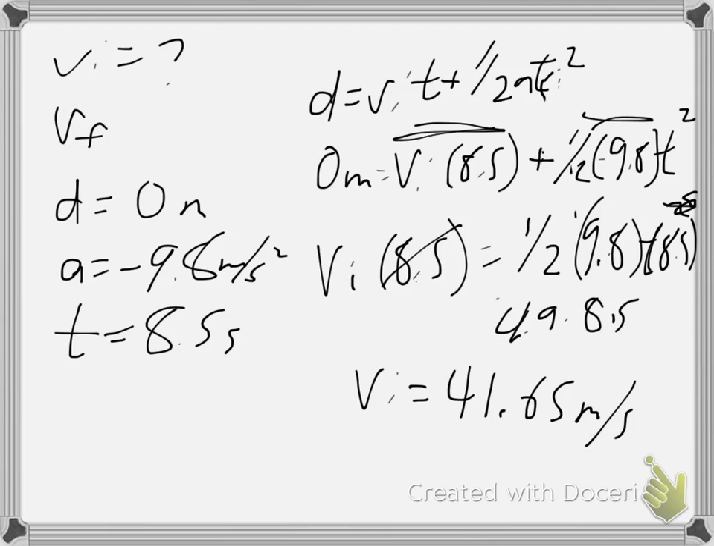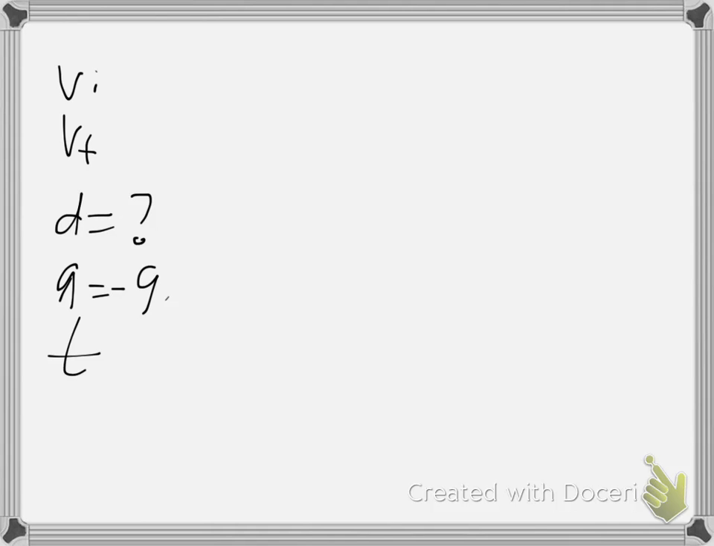Now the second part, what we have to do is figure out how high it goes. So let's clear that. Now we have to do a new kinematic problem for this. We start with our variables, v_i, v_f, d, a, and t, where our distance is now what we're looking for. Our acceleration is still negative 9.8 meters per second squared, and our velocity is going to be 41.65 meters per second now.